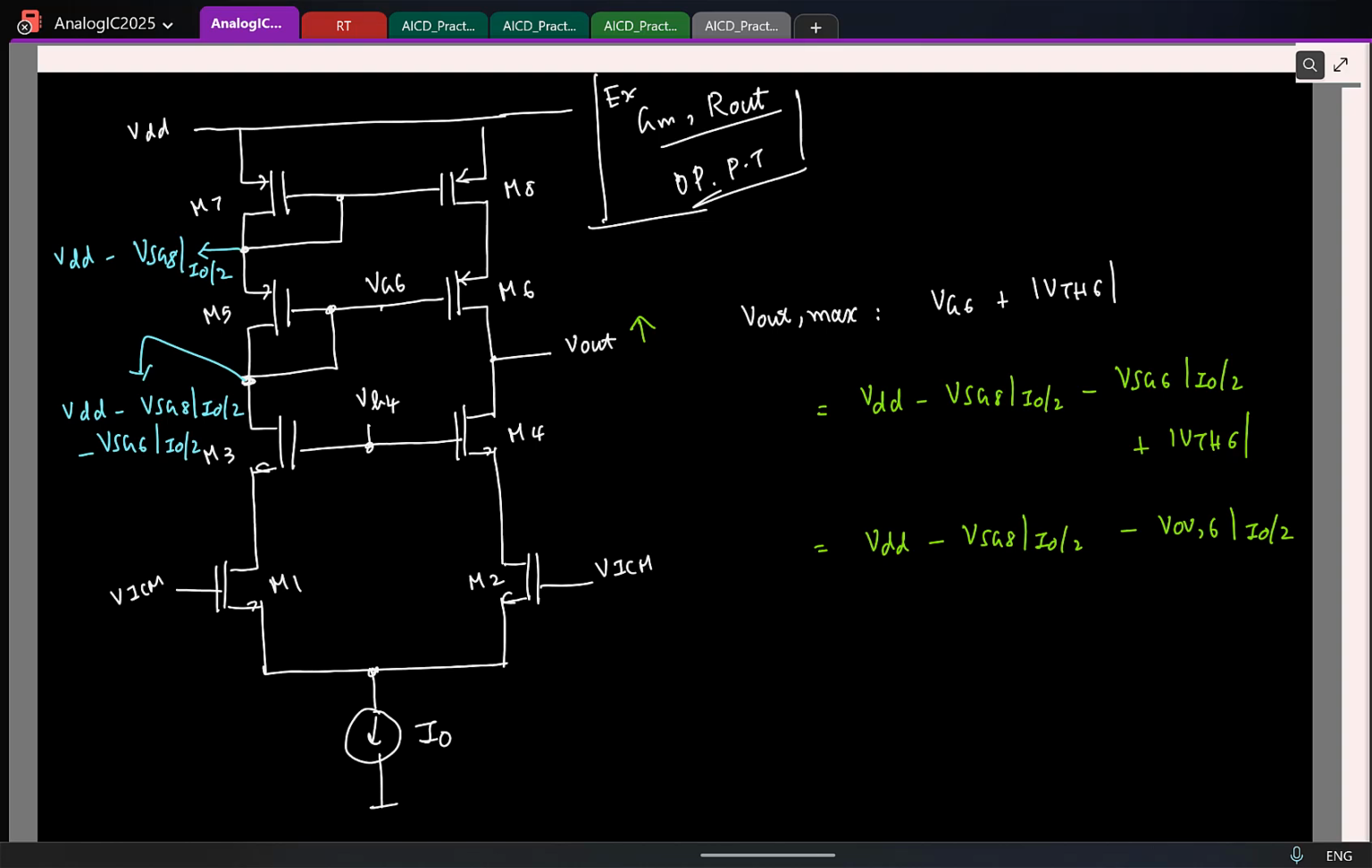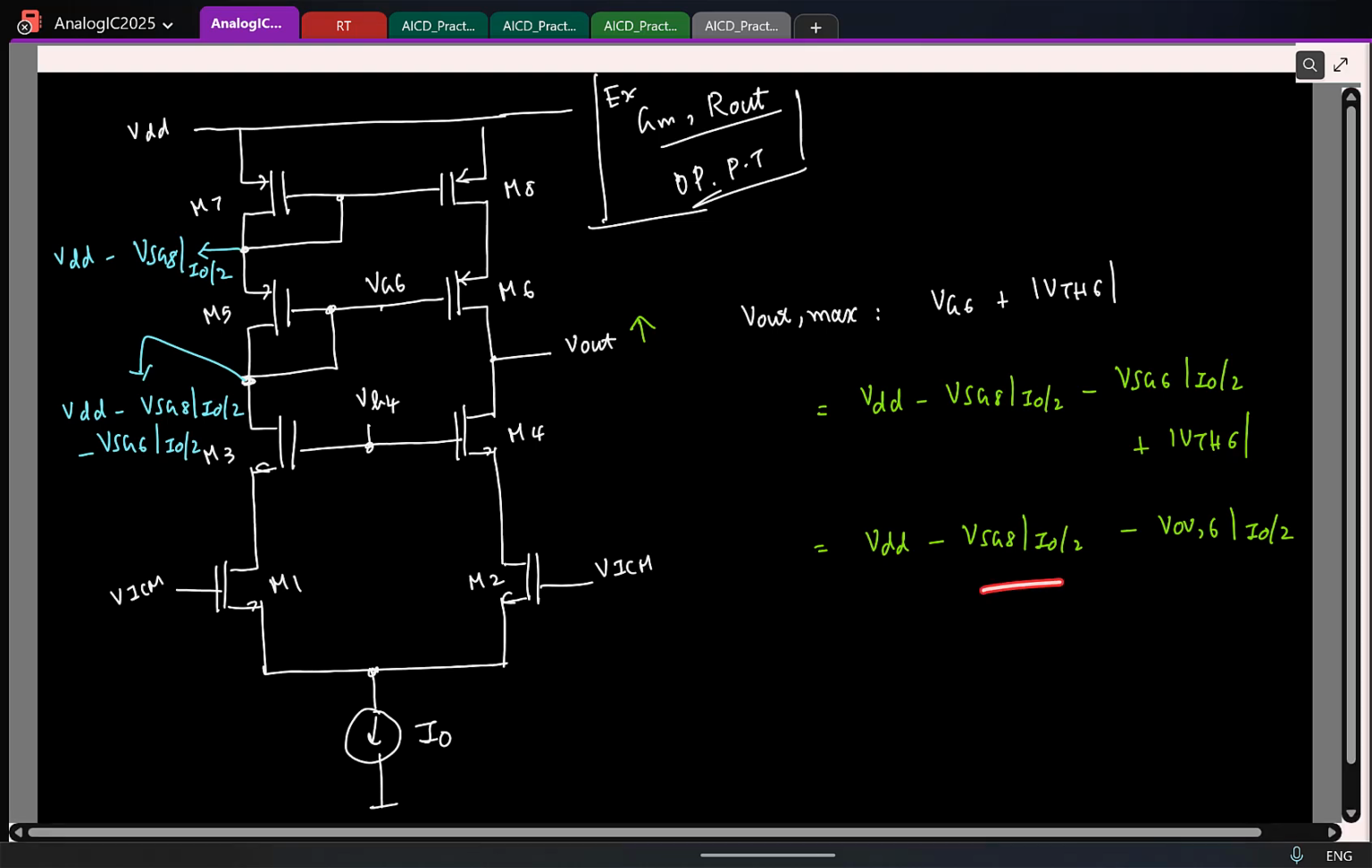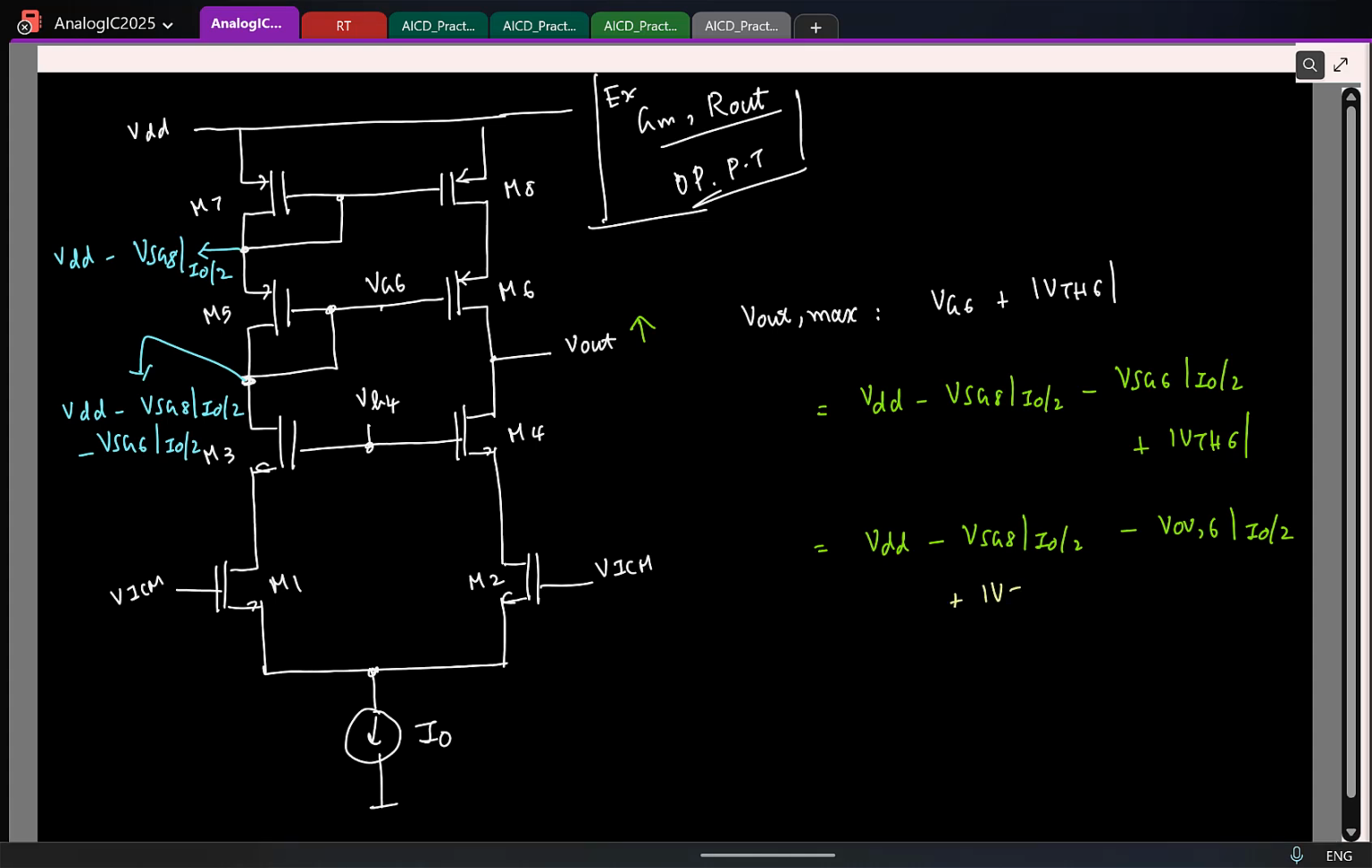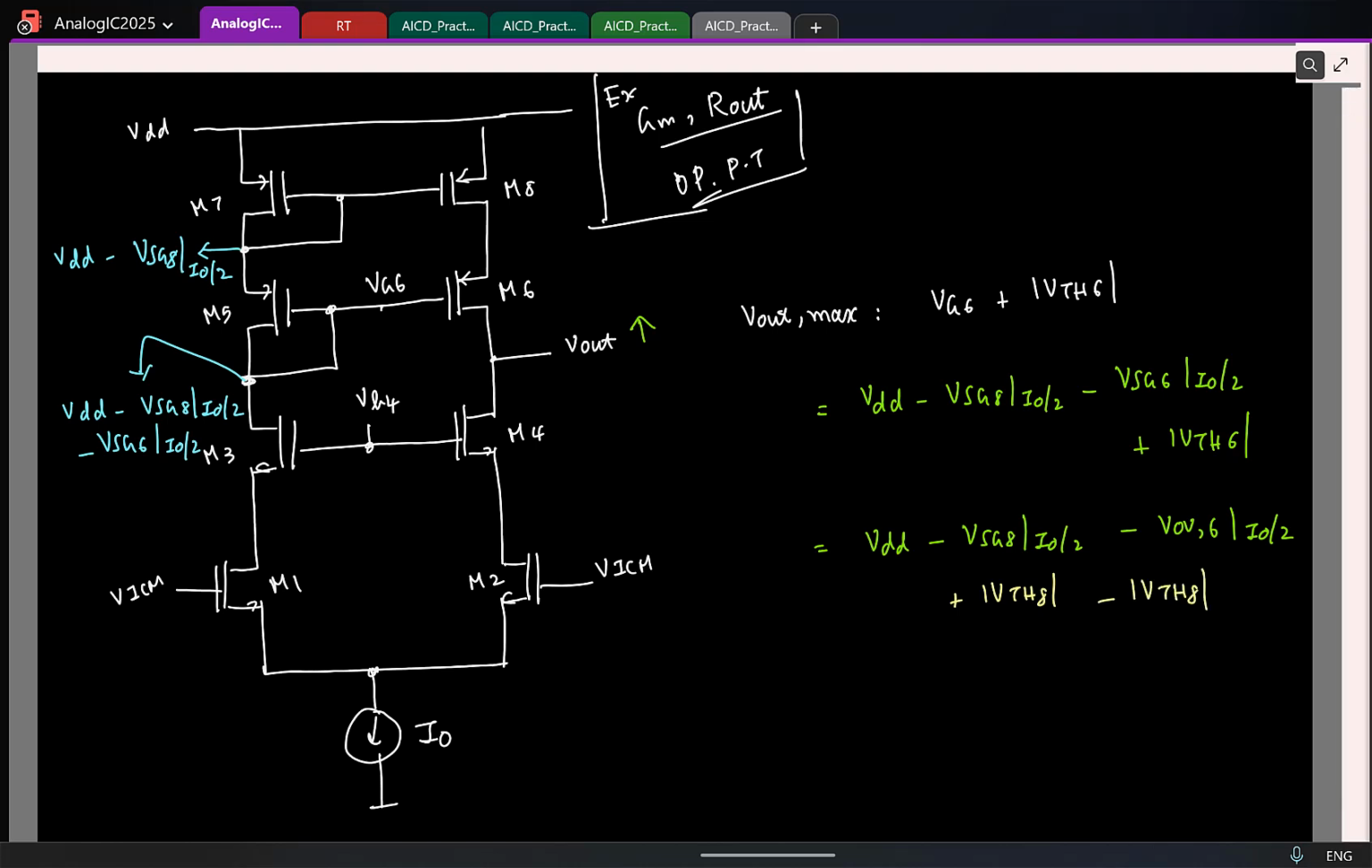Okay. And now I can massage this equation slightly. So let us say I add mod VTH8 and subtract mod VTH8. Same. So how will this simplify? So basically I can rewrite it like this. It is VDD minus overdrive of M8 at a current I0 by 2 minus overdrive of M6 at a current I0 by 2, and then what? Minus mod VTH8.